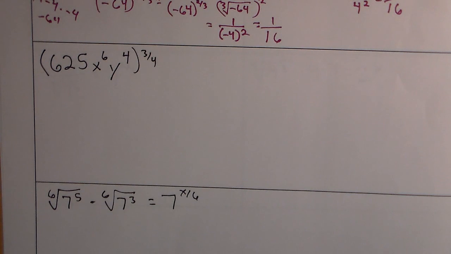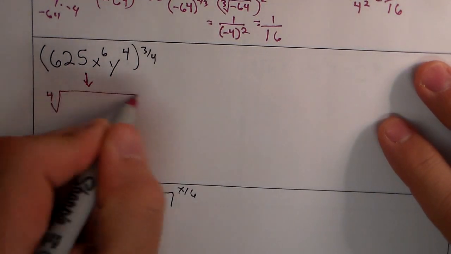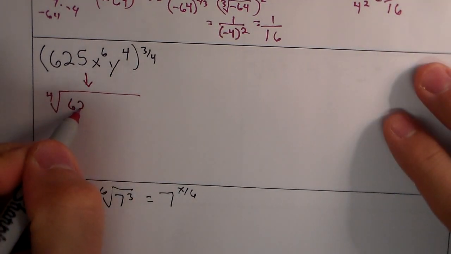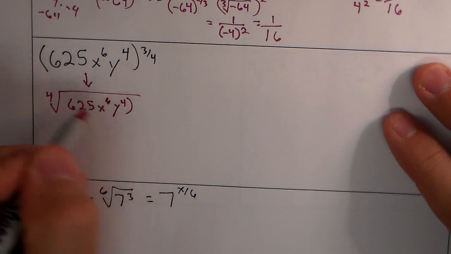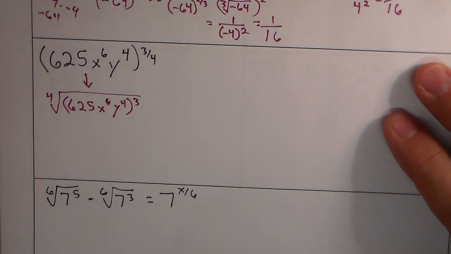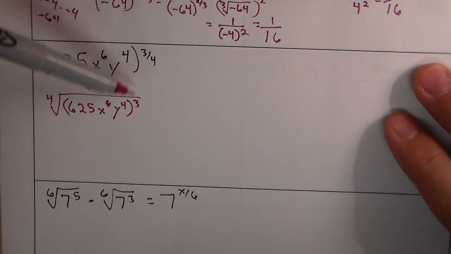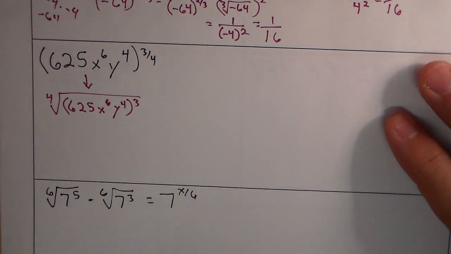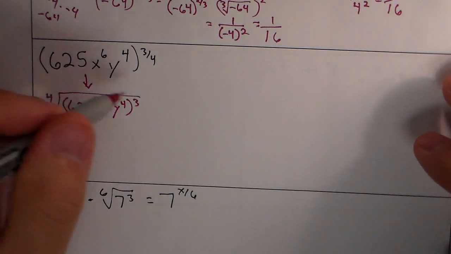And you might end up with multiple fractional exponents that we don't necessarily want to simplify. So here's another option. Let's change it to make it the 4th root of 625 x to the 6th, y to the 4th, and all of that is to the 3rd. So the 4 became the root, the index, the 3 became the exponent on the inside.